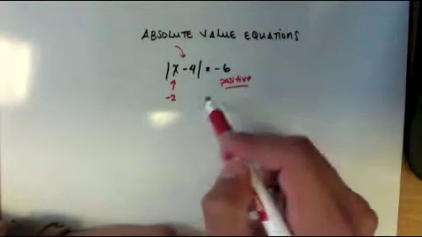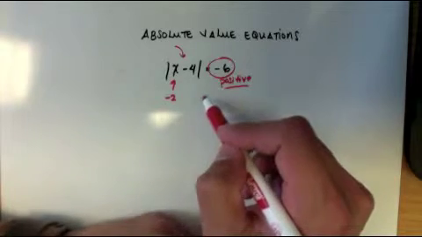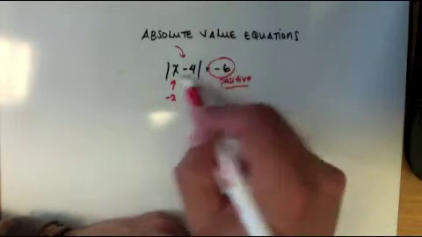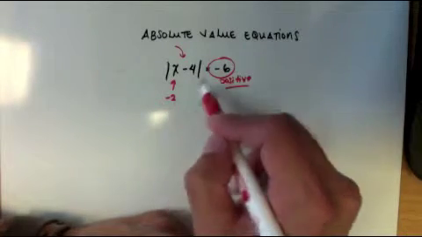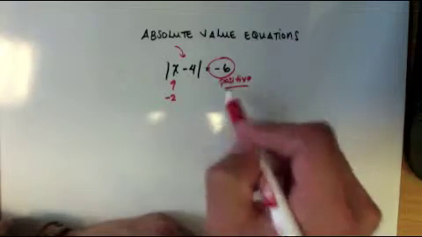So there's never going to be a way for you to get a negative solution or a negative answer when you're talking about absolute value. Okay, so the equation always has to equal a positive value.